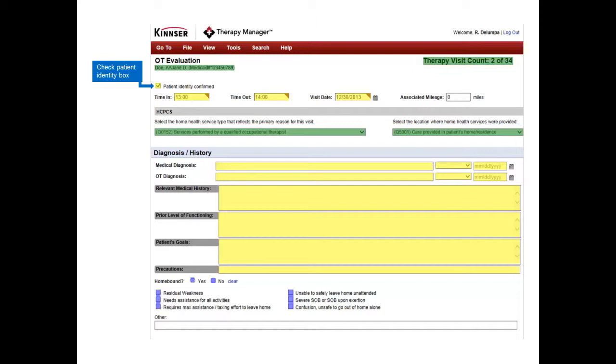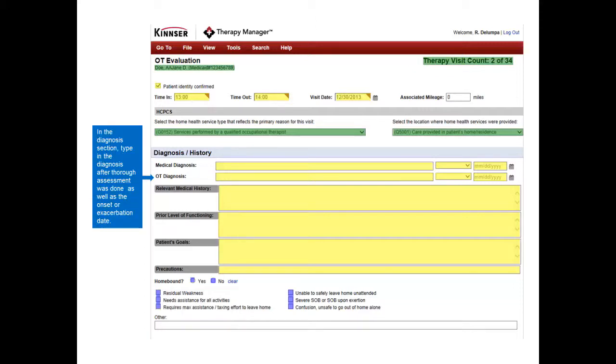Yellow highlighted areas are the areas to be filled for both geriatric and pediatric patients. Blue highlighted areas are for the geriatric patient only. Check patient identity box. Time format must be in military format. The medical diagnosis is found on the referral sheet or client intake sheet.